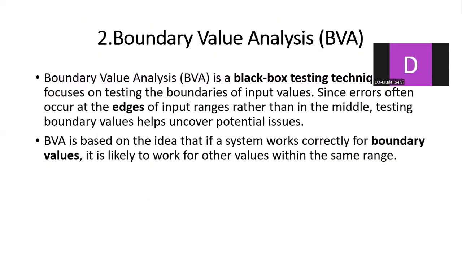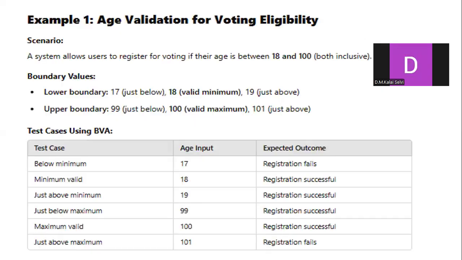Next is boundary value analysis. This technique is based on the idea that if a system works correctly for boundary values, it is likely to work for other values within the same range. So we give major importance to the boundary values.